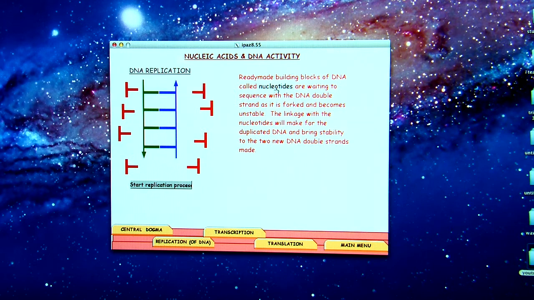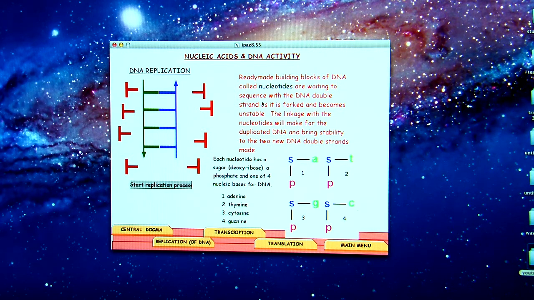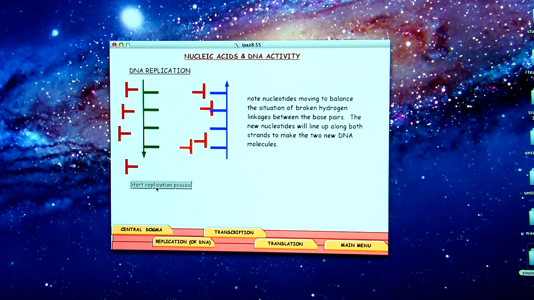With the fork in place, the nucleotides can now slip into place and line up with the appropriate nucleic base. So for example, if there's adenine here, it will wind up with a thymine base nucleotide. If there's a thymine here, it will end up with an adenine based nucleotide, like so.